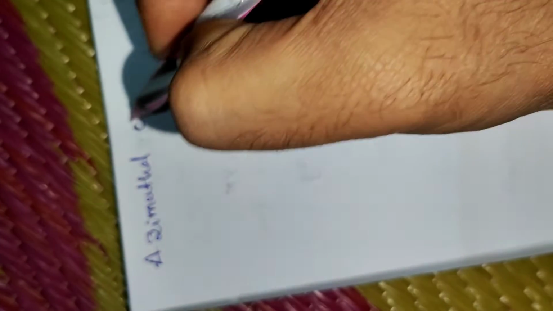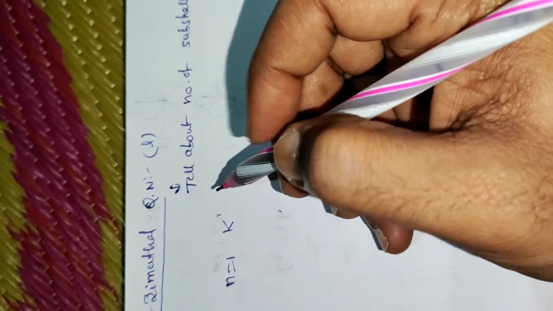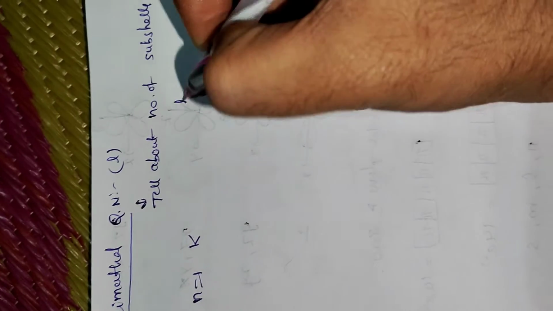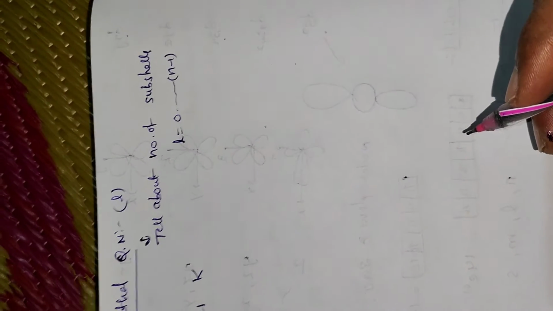Next we are going to discuss the azimuthal quantum number. It is denoted by l. L tells about the number of subshells. N is equal to 1 means K shell. L values lie between 0 to n minus 1.